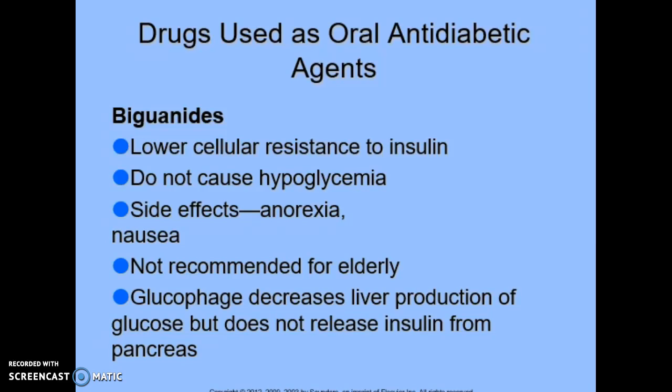Biguanides lower cellular resistance to insulin. They do not cause hypoglycemia. The side effects are anorexia and nausea. They're not recommended for the elderly, and Glucophage decreases liver production of glucose but does not release insulin from the pancreas.